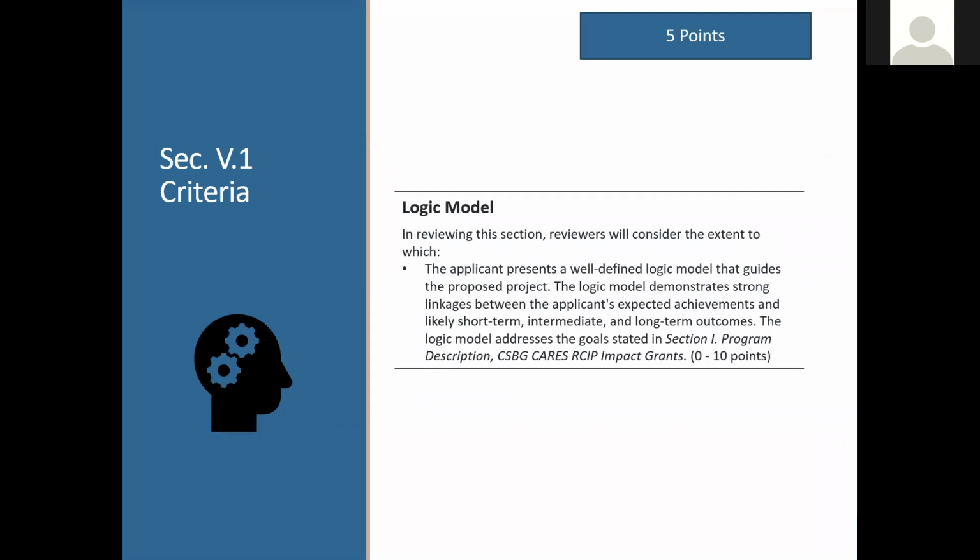For the logic model section, reviewers will consider the extent to which the applicant presents a well-defined logic model that guides the proposed project. The logic model demonstrates strong linkages between the applicant's expected achievements and likely short-term, immediate, and long-term outcomes. The logic model addresses the goals stated in Section 1, Program Description, CSBG CARES RCIP Impact Grants in the FOA. Applicants can be awarded up to 5 points for this section.